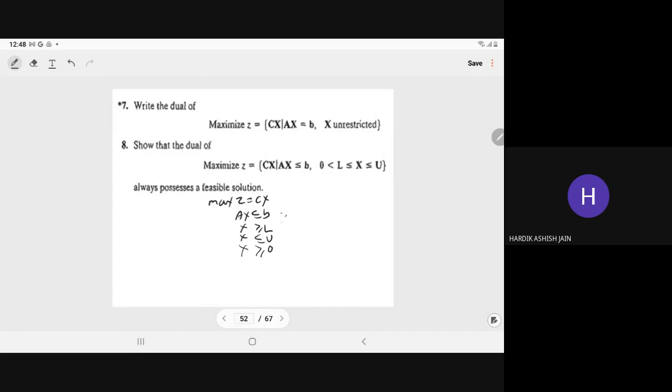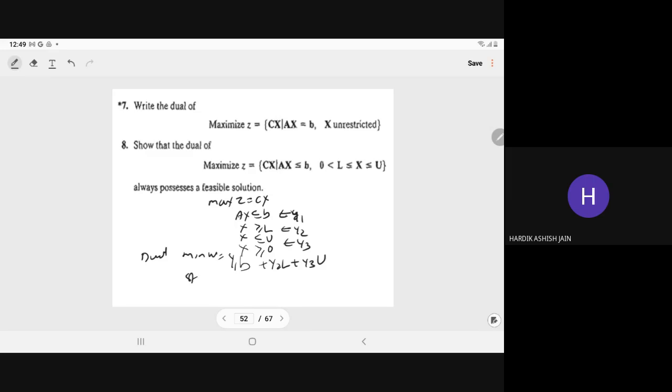If you write, either first you convert into the standard form, or you can write directly also. Let's say y1, y2, y3 are the associated dual variables. Then the dual will become minimize w is equal to y1b plus y2l plus y3u, right? Y3u, this only.